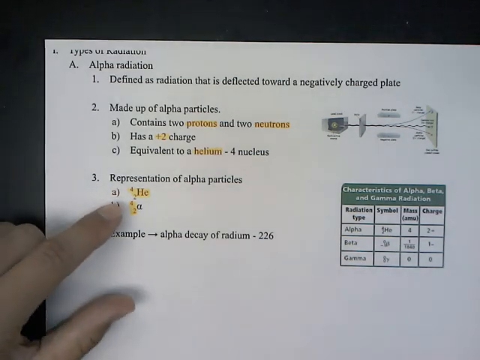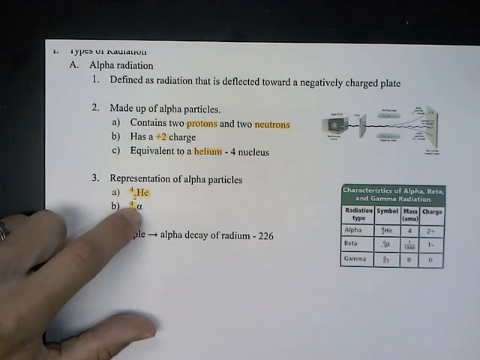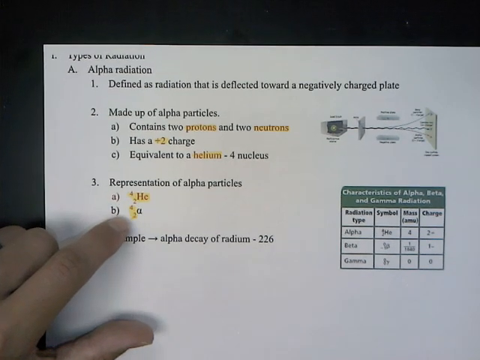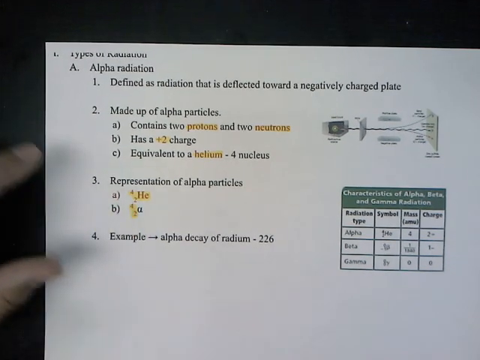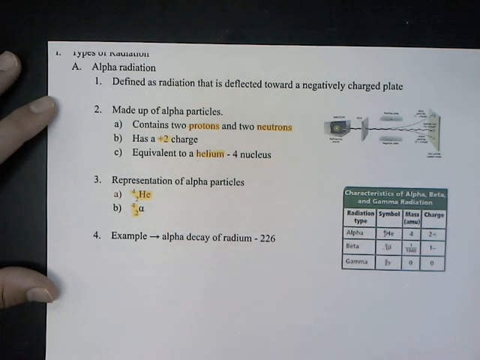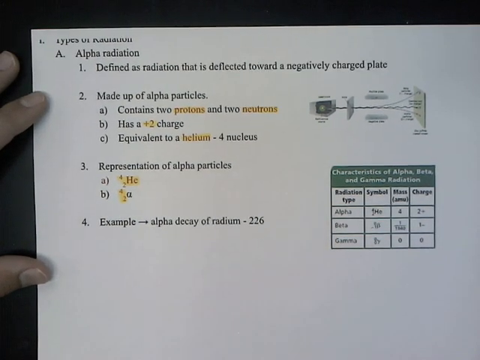Way number 1, which we will most often do in this class, is by writing the helium nucleus, and we have the atomic mass of 4 for a helium-4, and then the number of protons, which is 2. And then we can also write it using that Greek symbol alpha in that place here. Now, we are going to go through the example of the alpha decay of radium-226.